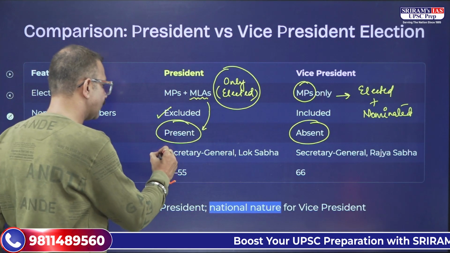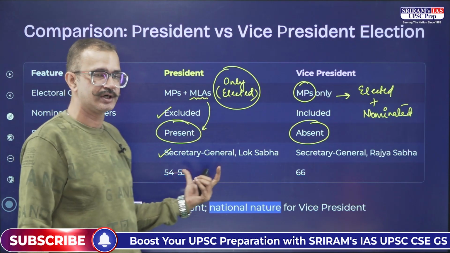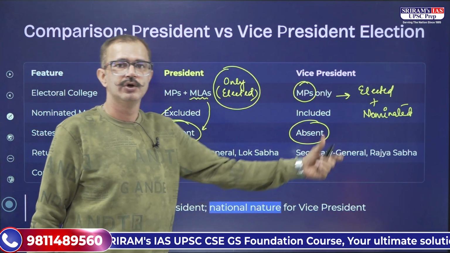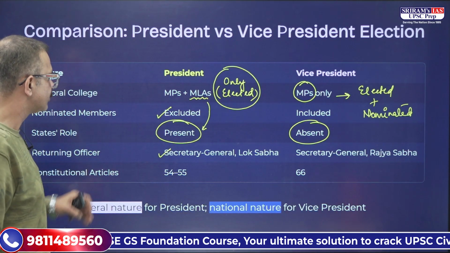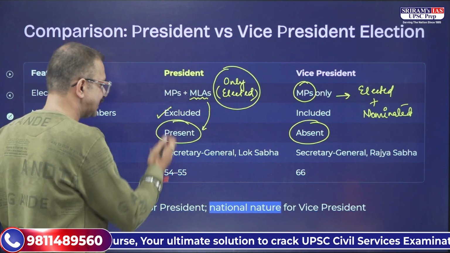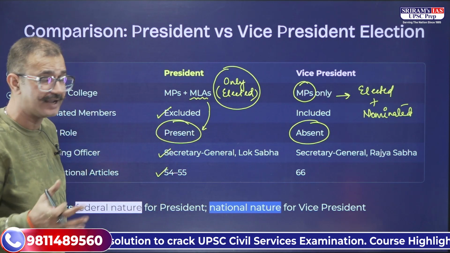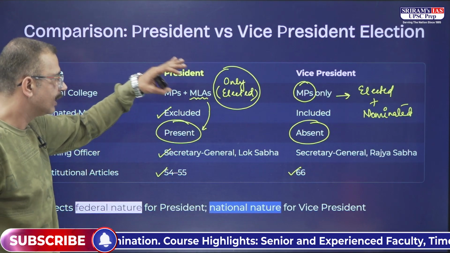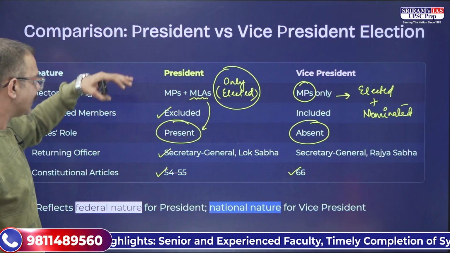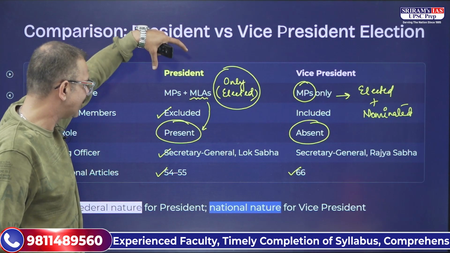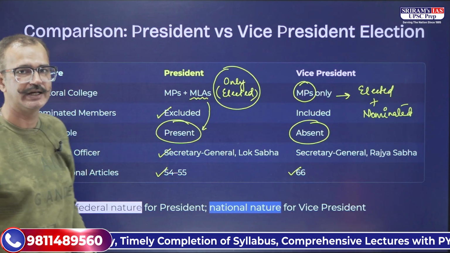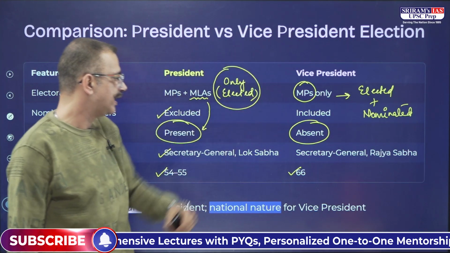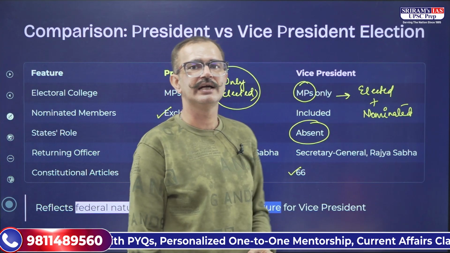Over here, the returning officer for the president is Secretary General to the Lok Sabha. However, in the case of vice president, it is Secretary General to the Rajya Sabha. And the constitutional article for the election of the president is 54, 55, and we have the 66th article that deals with the election of the Vice President of India. So at the same time, the president election reflects the federal nature of our constitution. But the election of Vice President reflects the national nature of the election.